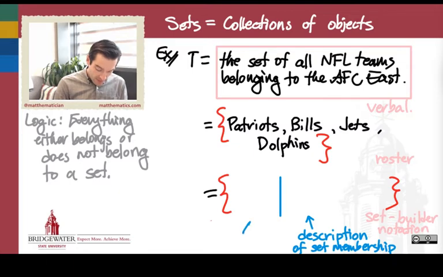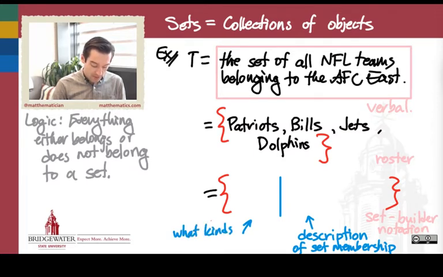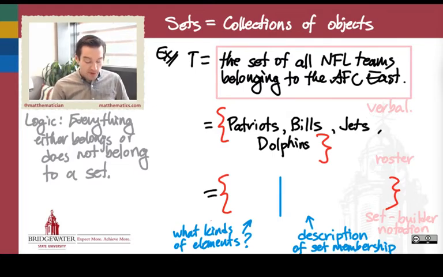On the left side of the bar goes a description of what kinds of objects do we have? What kinds of elements? Where are my elements coming from? What's the larger universe, maybe, in which these elements live? So if I'm using set builder notation to express this NFL team set idea, then what I might do is first say that it's NFL teams that form my larger universe from which I'm getting the elements of my set.